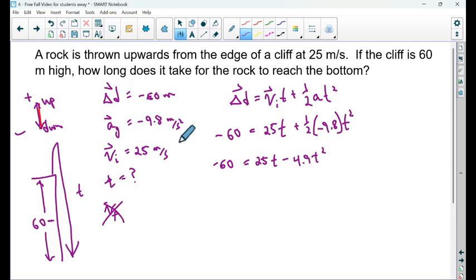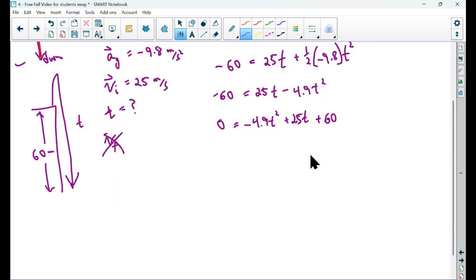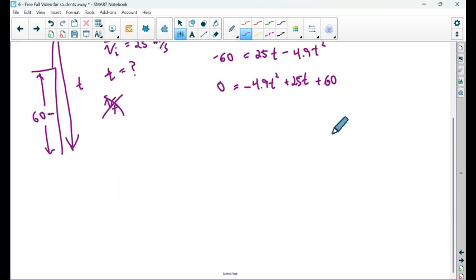Well, what if I put an x where the t is? If I put an x where the t is, and I rewrote it like this, so I said 0 equals negative 4.9 t squared plus 25 t plus 60, because I moved over to the other side, so the sign changes. If I wrote it like that, and I said, what if the t's were x's? I bet this would look familiar to you. I bet you would say, aha, I know how to solve that.